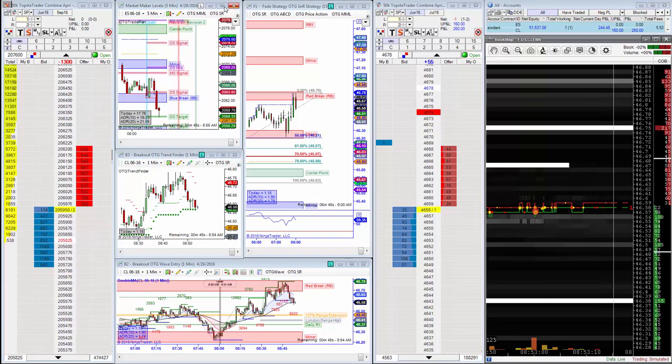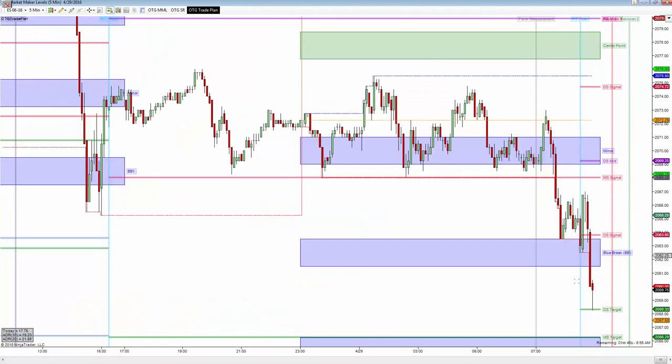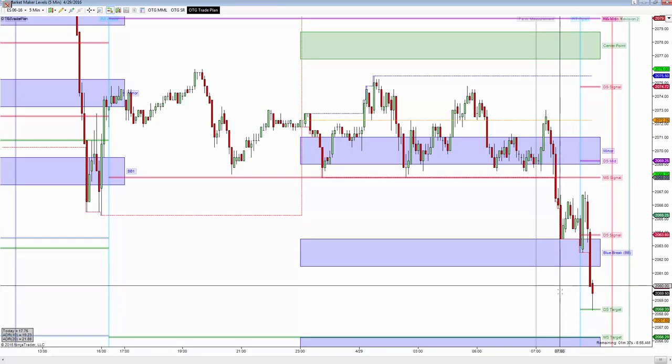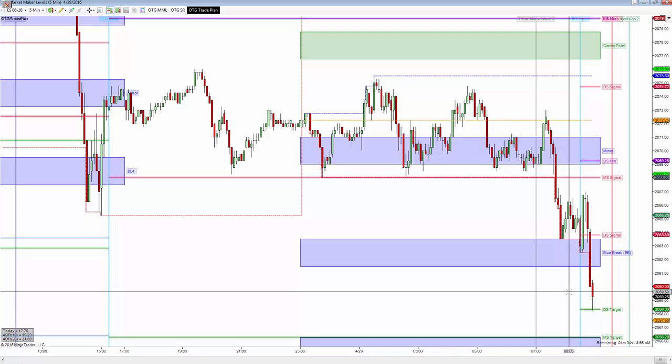That ES is rallying hard off of the daily structure target. That's where I said we could potentially look to get long. I would wait till down there. 2058 half. And where are you at now? 2059 quarter.